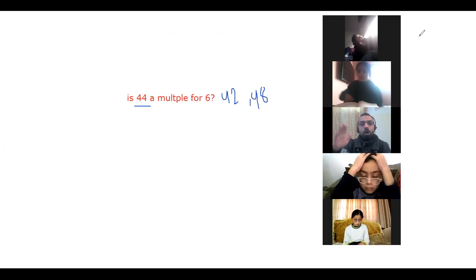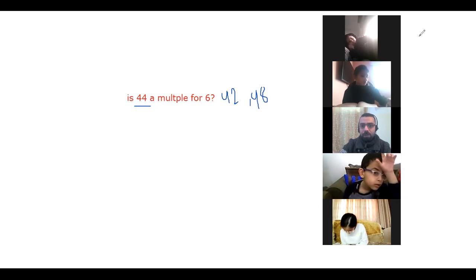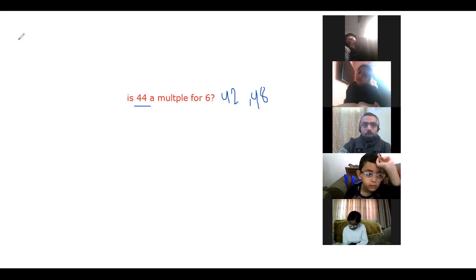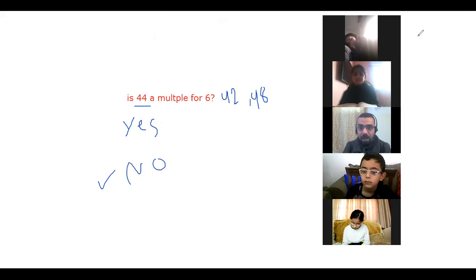Or you can list all the multiples. Like you say 6 times 1, 6, 6 times 2, 12, 6 times 3, 18. And you go on till you find what? Till you go to 6 times 8. Now 6 times 8 will be what? 48. And we can't find the 44 between the multiples of the 6. So the answer will be what? Here you will see something like that, yes or no. So you will choose what? No. Okay? Do you understand it now?